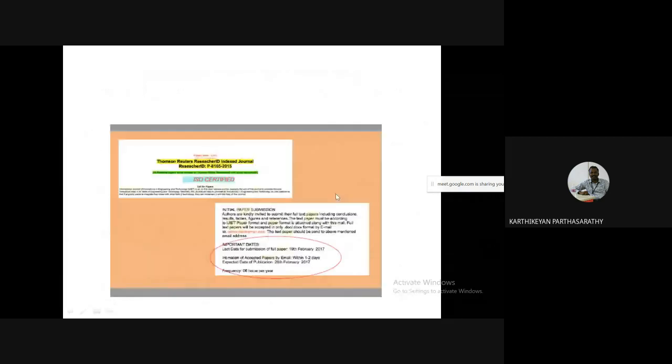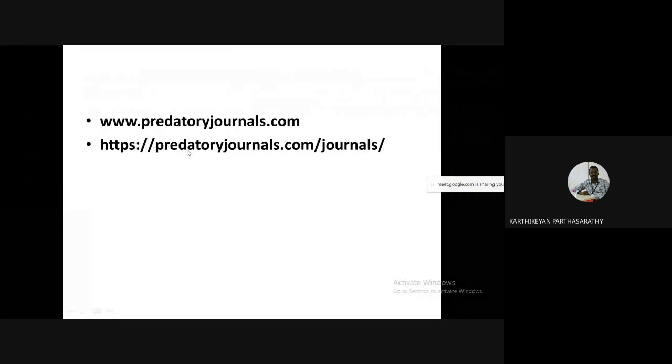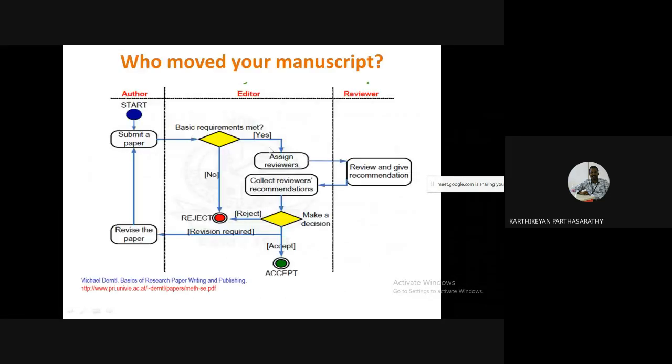These are all some predatory messages you can receive. This is a website called predatorjournals.com where you can find a list of many journals. I have already mentioned how we submit a research article. Submit a paper; after pre-revision, it may be accepted or rejected.